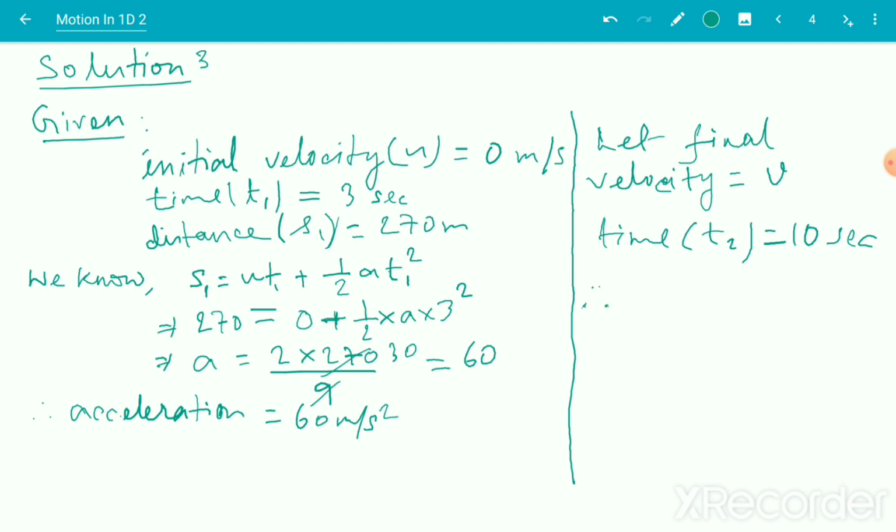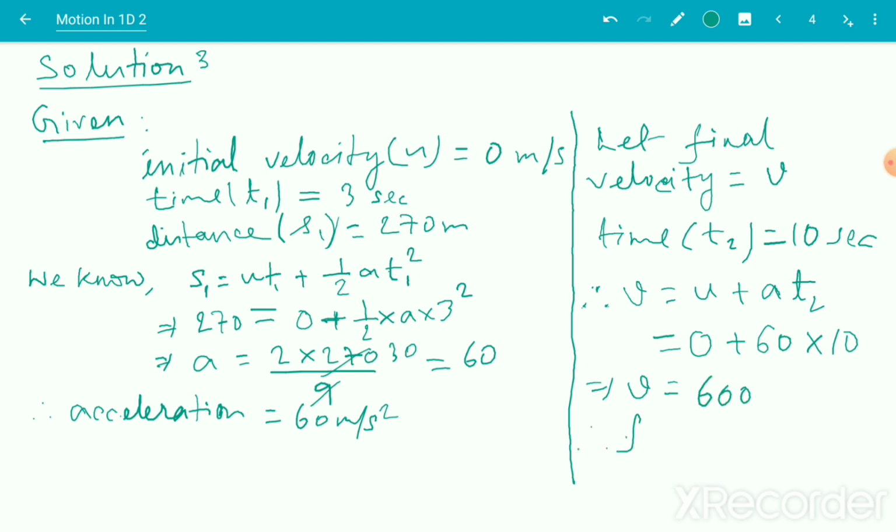Therefore we know that v is equal to u plus a t. We'll be writing t1 because acceleration has not changed but the time has changed. Sorry, not t1, rather you should write here t2. So v is what you need to find out. u is 0 plus acceleration 60 into time t2, means 10. So we can write that velocity v is 600. Therefore final velocity after 10 seconds will be equal to 600 meter per second.